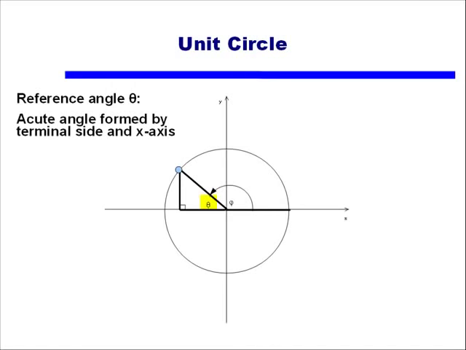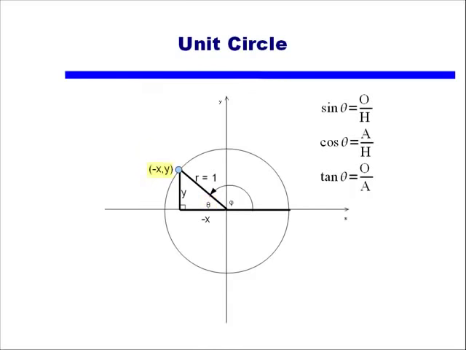A reference angle is the acute angle formed by the terminal side of an angle and the x-axis. In this case, it's closest to the negative part of the x-axis. And our angle that we're going to deal with is this acute angle theta. If I again label this point, well, now I don't have x, y. Now I realize that my x value in this quadrant, in quadrant 2, is negative. So I'm actually going to be talking about negative x, but y is still positive in quadrant 2.